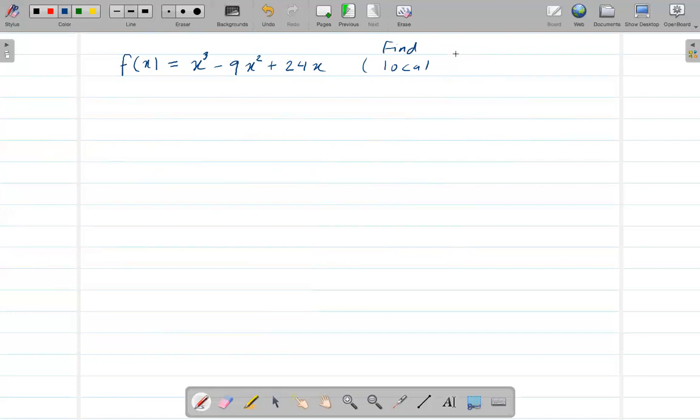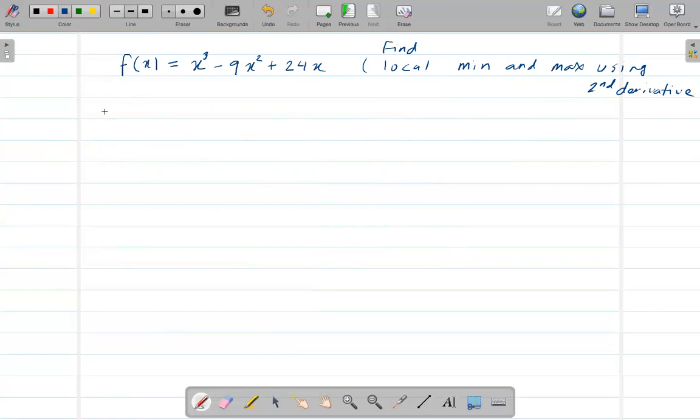Local maximum and local minimum. Local min and max using the second derivative. Okay, now here we need to find the double derivative.